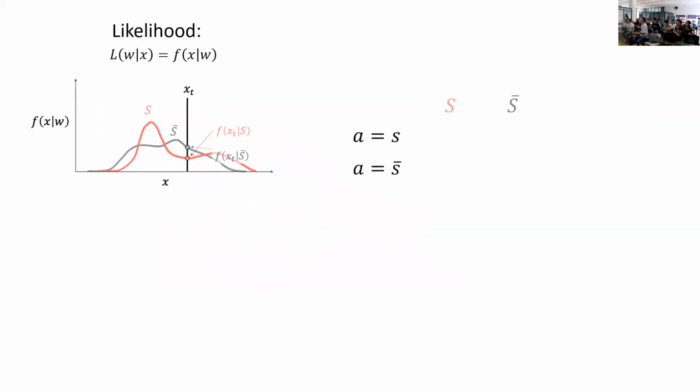Okay, in signal detection theory, our choice is only two. Either you choose this is a signal or it's a noise. So we use the small letter S to denote the action of saying this is a signal, and S bar to denote saying this is noise. So these are the actions, and the capital letters are used to denote the state of the world, whether this stimulus is really a signal or it's noise.